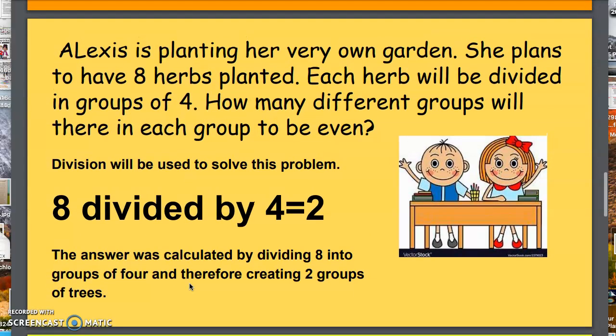Next, we're moving on to the next problem. Alexis is planting her very own garden. She plans to have 8 herbs planted. They will be divided into groups of 4. How many different groups will there be if each group is to be even? So we are going to use division to solve this problem. We're going to take 8 and divide it by 4, and then we'll get an answer of 2. The answer was calculated by dividing 8 into groups of 4, therefore creating 2 groups of herbs.